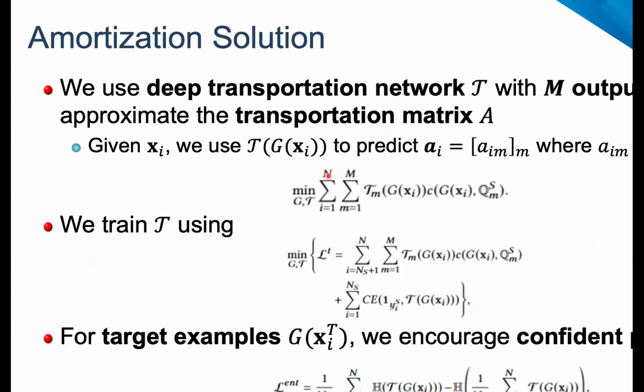Now let us talk about the solution. Particularly, we utilize a deep transportation network T with M outputs to approximate the transportation matrix A. More specifically, given example x_i, we apply T to G(x_i) to predict a_i, which is a row in the transportation matrix A. And the Wasserstein distance of interest can be turned into minimizing this total cost that is relevant to the transportation network T. Basically, to train the transportation network T here, we minimize the total cost, and we also minimize the probability.